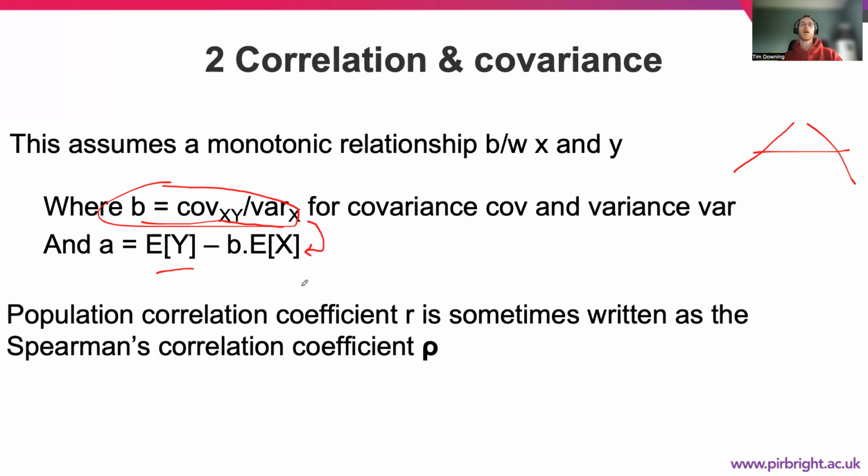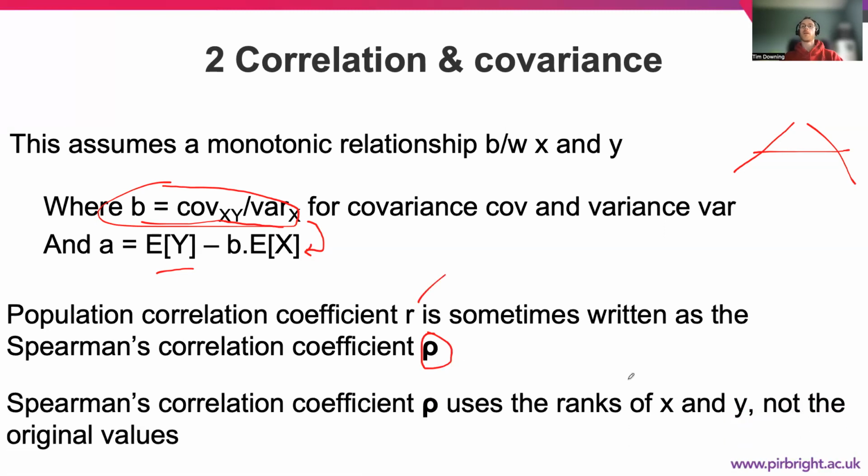It's sometimes written as the Spearman's correlation coefficient, and that's used for ranks. So we write rho instead of R for ranks. And this simply transforms the existing data sets of x and y into ranks and looks at the extent to which they're correlated, where the ranks are single integers for those data sets.